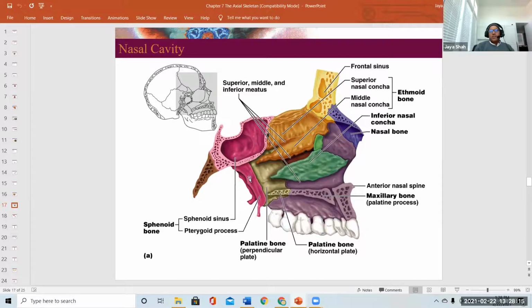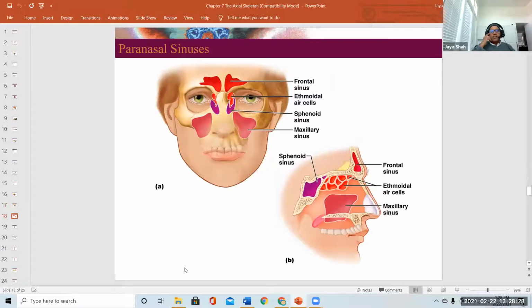Okay. So these are the parts of the nasal concha. This is very important when you study the respiratory system. We will bring it back again. You see the sinuses? So what are the sinuses? Sinuses are small air-filled cavities in the bones. The purpose of sinuses is to make your bones lighter.